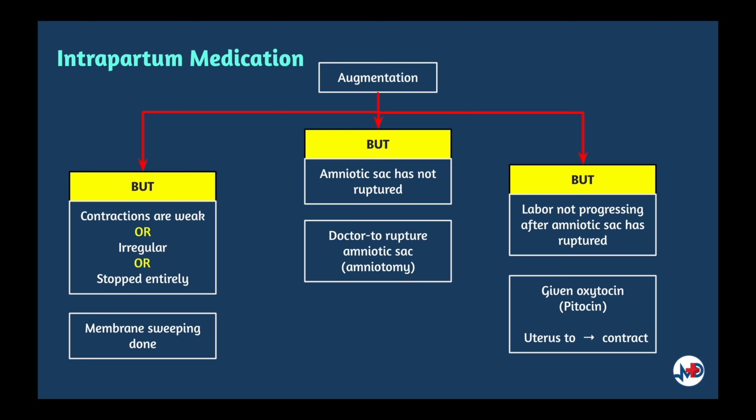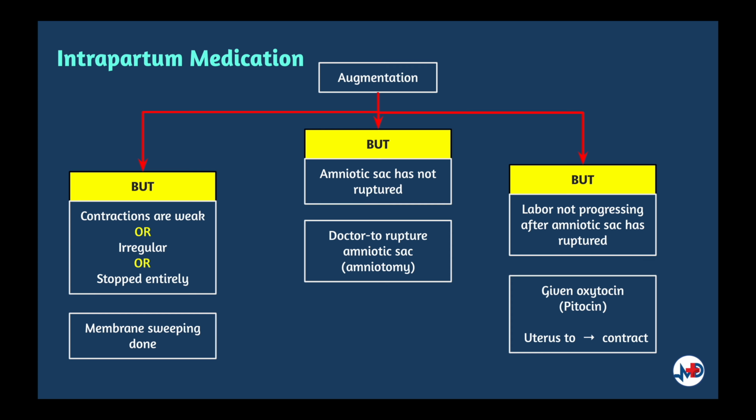You have gone into active labor, but the amniotic sac has not ruptured on its own. In this case, your doctor or nurse midwife may rupture the amniotic sac to augment the labor. And if labor still does not progress, oxytocin may be given to make the uterus contract.